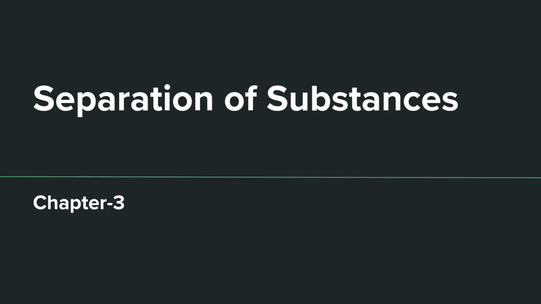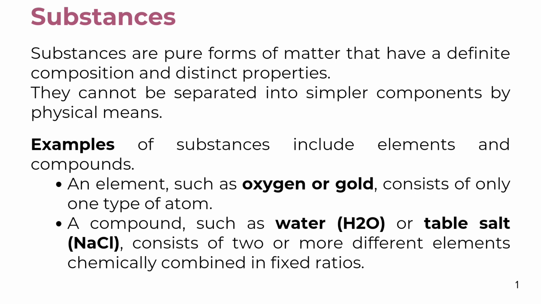Chapter 3. Separation of substances. Subject name is science. Substances. Substances are pure forms of matter that have a definite composition and distinct properties. They cannot be separated into simpler components by physical means. Examples of substances include elements and compounds.